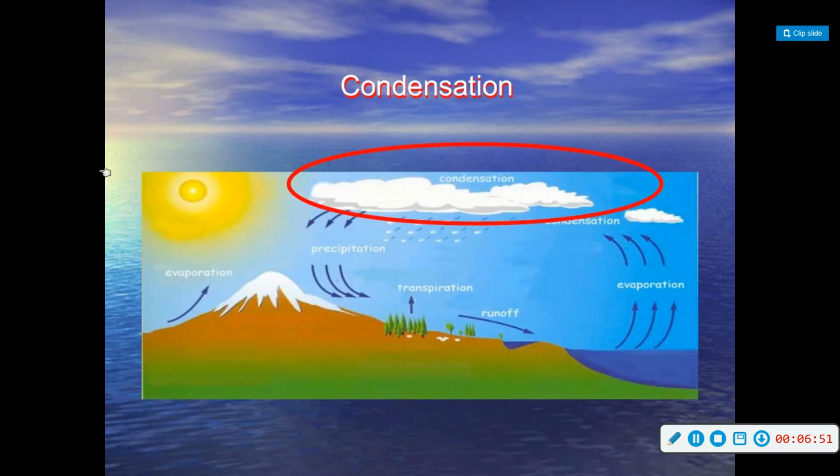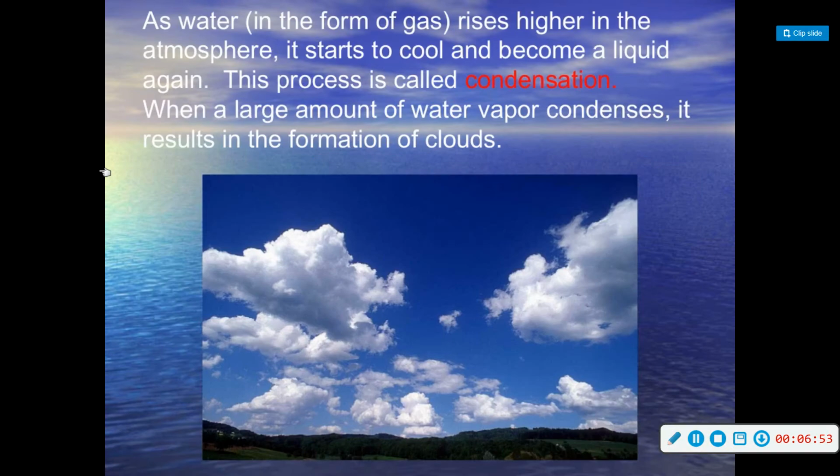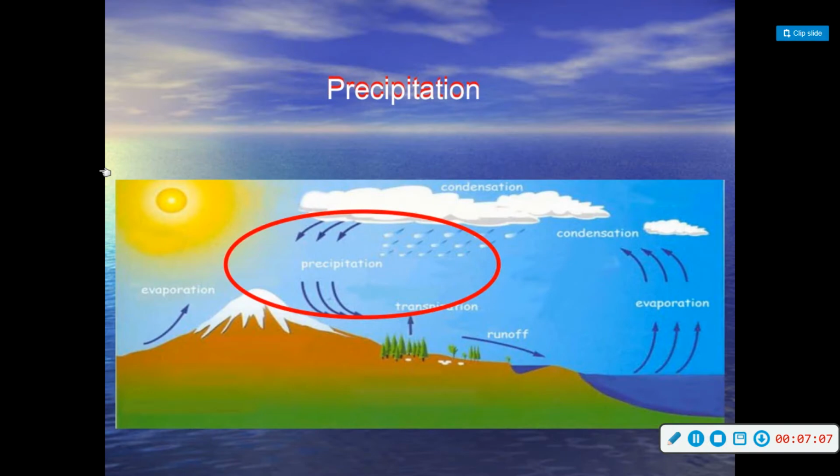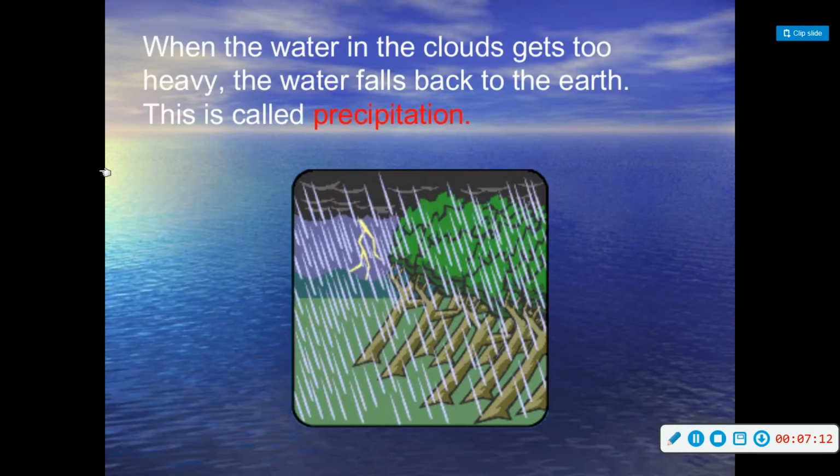Condensation. So as water in the form of a gas rises higher in the atmosphere, it starts to cool off and become a liquid again. It's called condensation. When a large amount of water vapor condenses, it results in the formation of clouds. Then we have precipitation. So when the water in the clouds gets too heavy, the water falls back to Earth, and this is called precipitation.